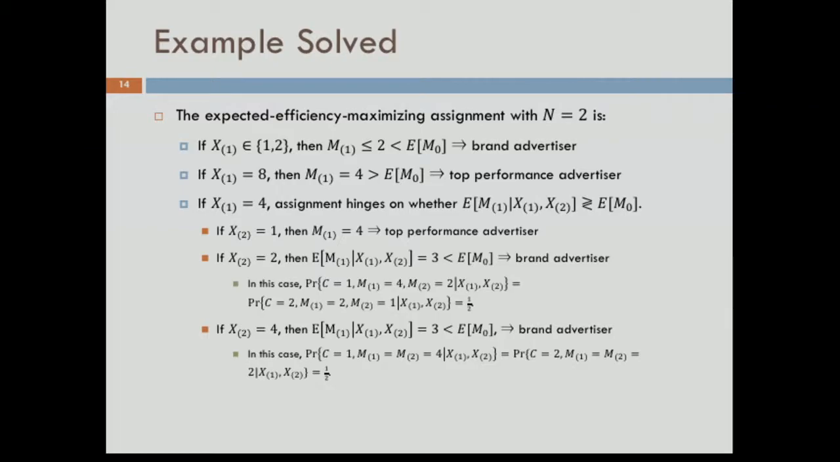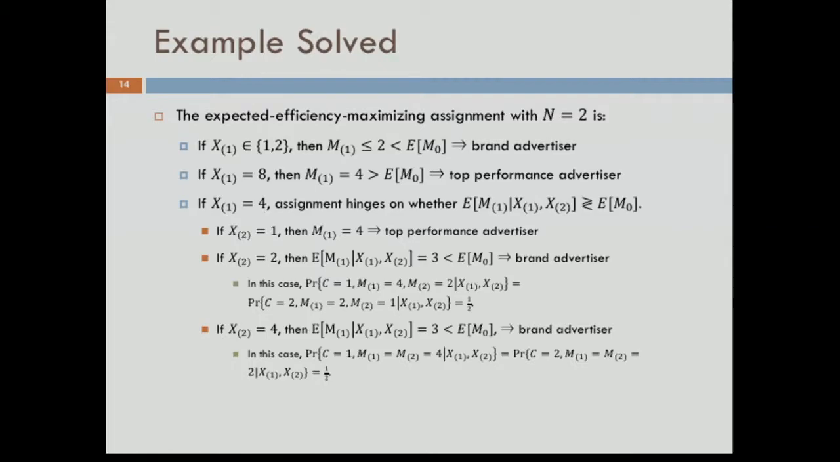If x1 is 4 and x2 is 1, then we can infer that M1 is 4, and we ought to assign it to the performance advertiser. If x1 is 4 and x2 is 2, then you can calculate that the expected match value is 3, which is less than that of the brand advertiser, so it ought to go to the brand advertiser. And if x2 is 4, it ought to go to the brand advertiser.